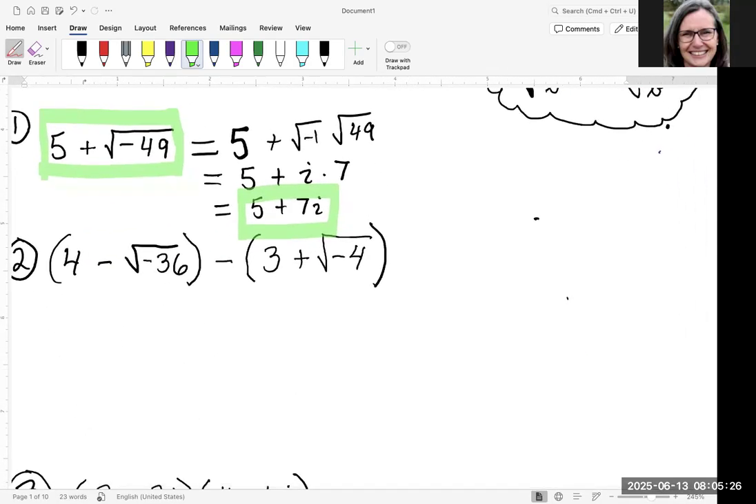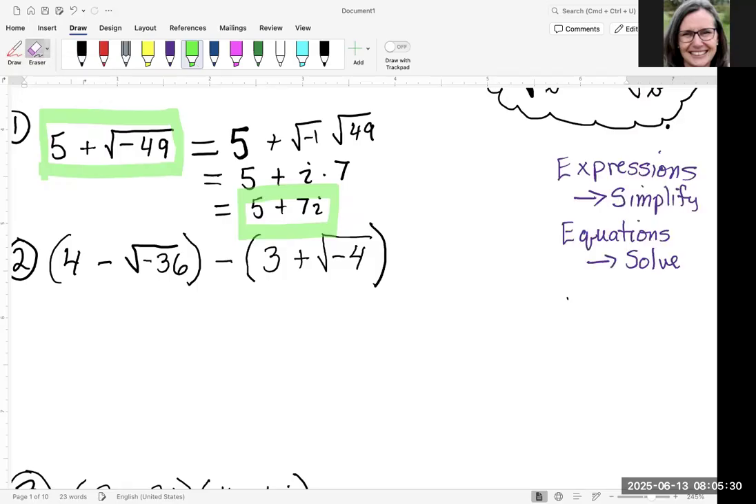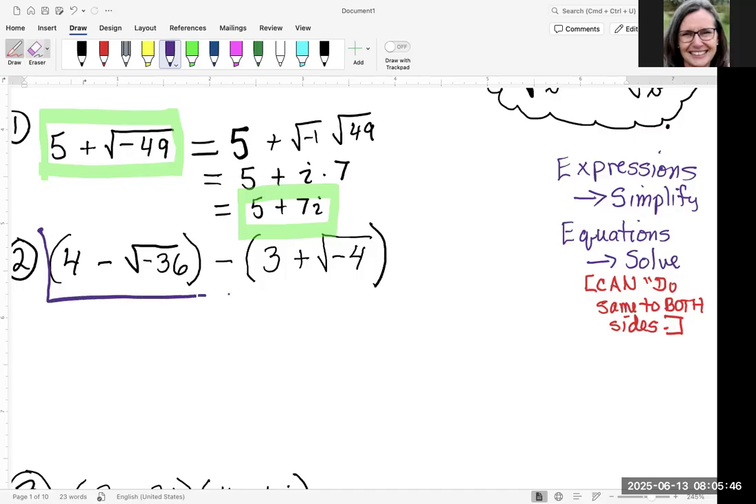We are not given an equation, so it's important to remember we're not allowed to do the same thing to both sides of the equation because we don't have both sides. We're only given half the story, so to speak. Equations are what we can do the same thing to both sides. Expressions are not.